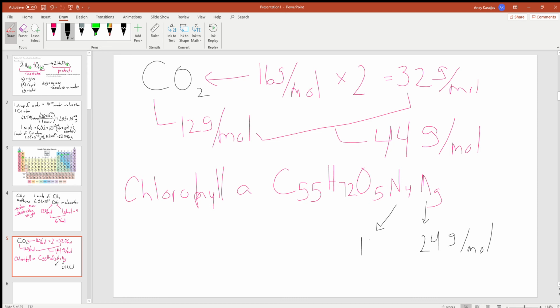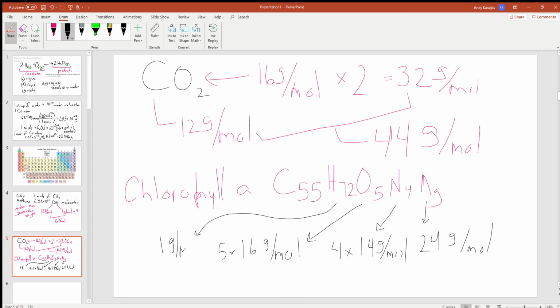Nitrogen is 14 grams per mole. We'll have to multiply that times 4. Oxygen is 16 grams per mole. There's 5 of those. Hydrogen is 1 gram per mole, and there's 72 of them. And finally, our carbon is 12 grams per mole, and we have to multiply that by 55.